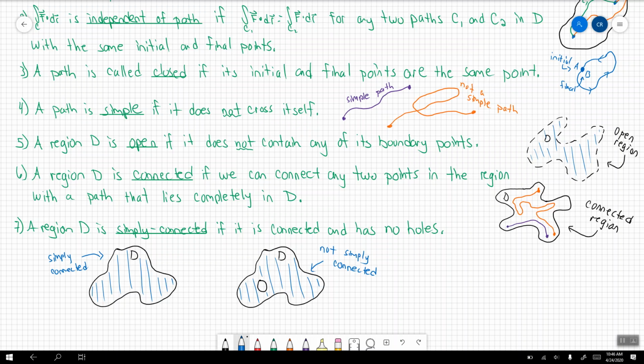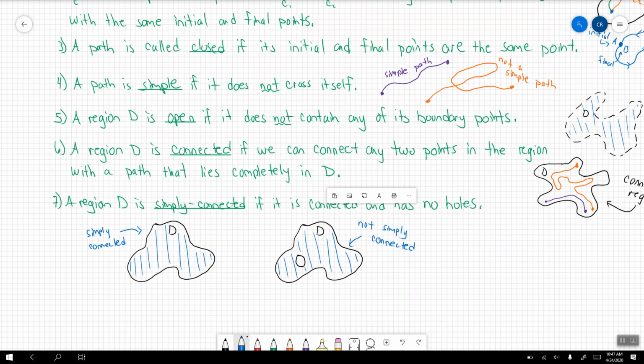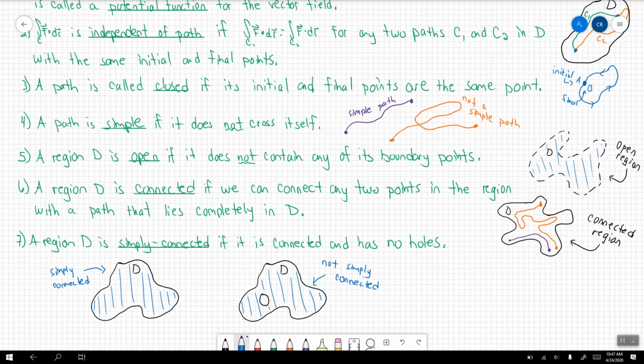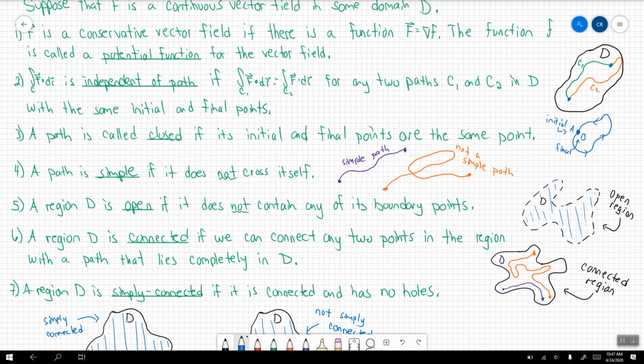Finally, number 7, a region D is simply connected if it is connected. So again, it has to satisfy the definition up here, that it must be connected and it must not have any holes. Here again, you're going to see two depictions. The first region is simply connected, it has no holes within that region. However, the second region does have a hole right in the middle. This is not simply connected.